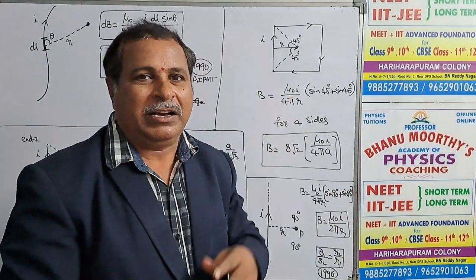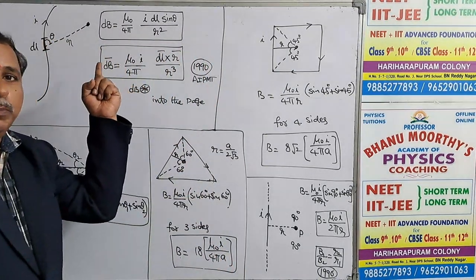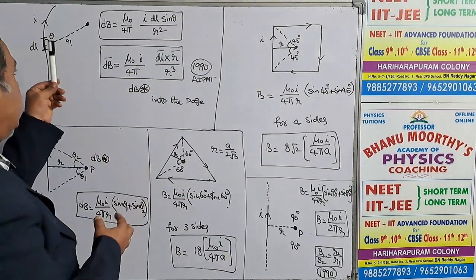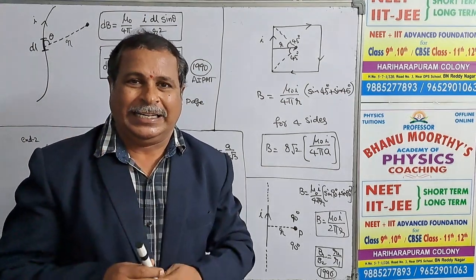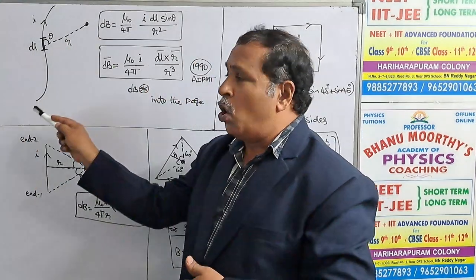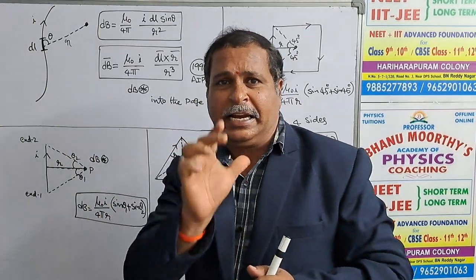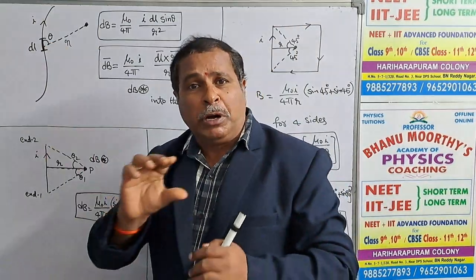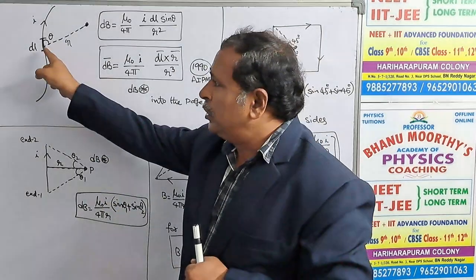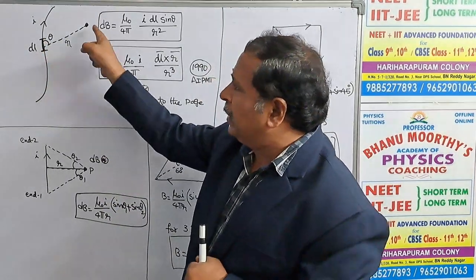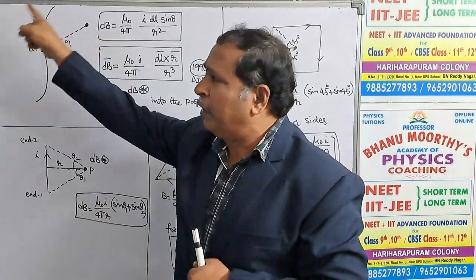Okay, so let us start quickly. Now, this is the Biot-Savart law. This is a current carrying conductor. It is an infinitely long non-linear conductor carrying current. It is divided into a number of sub-elements. One of the elements, dl, is considered. Due to this current element, it produces a magnetic field in its surroundings.